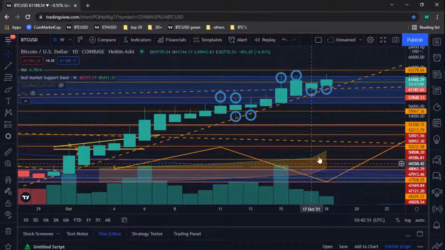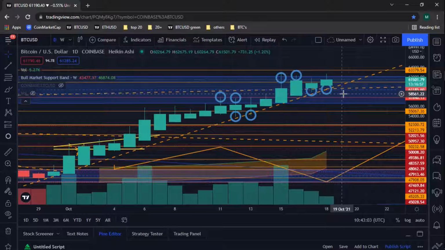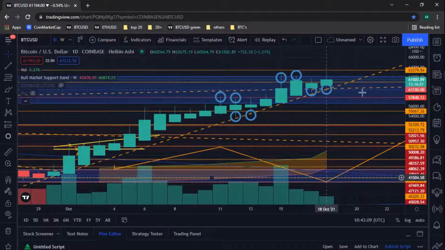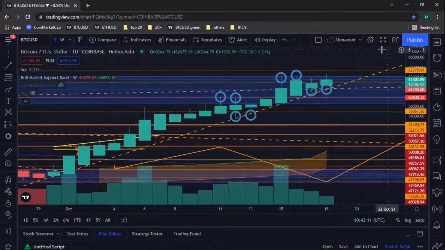So the bull market support band, as you can see, is down here. It is great support, as is this, and they're pretty much in the same area. And a bounce off this area would be, in my opinion, the fastest way to break this resistance up here. If we don't come down to do it, we go slowly. If we come down, we can go fast.